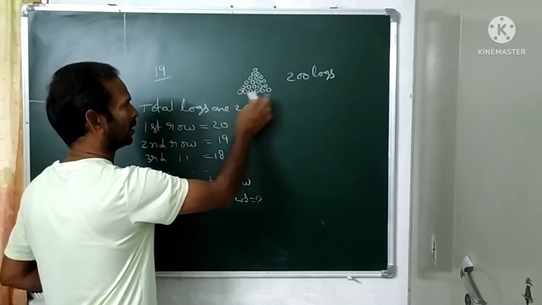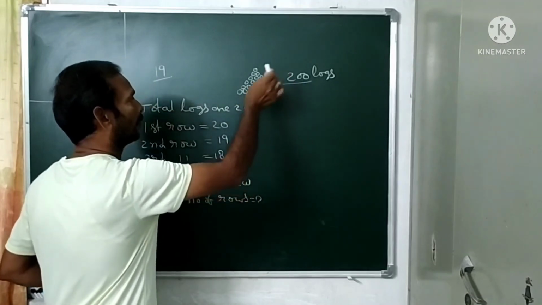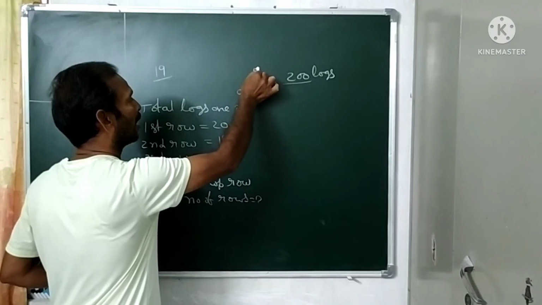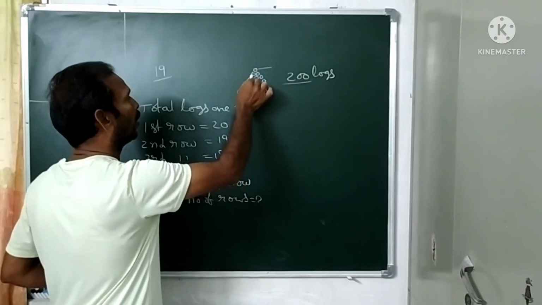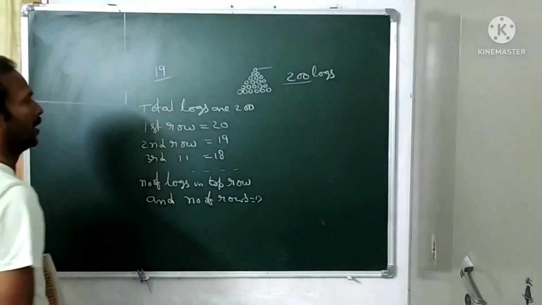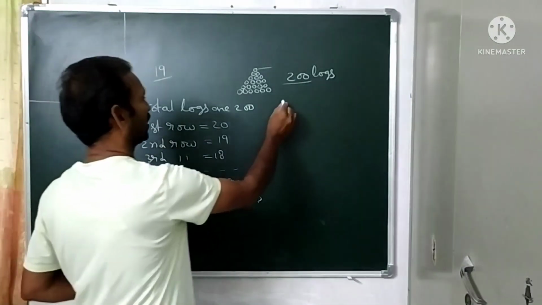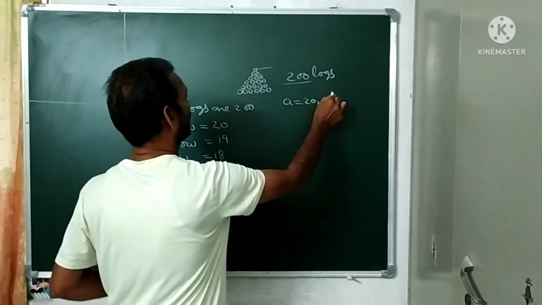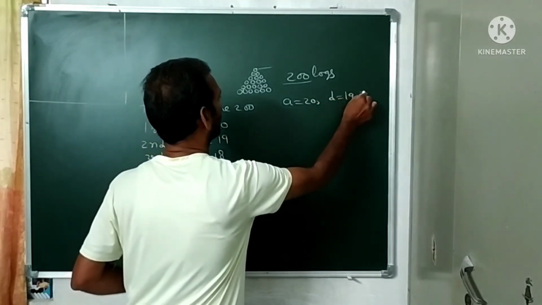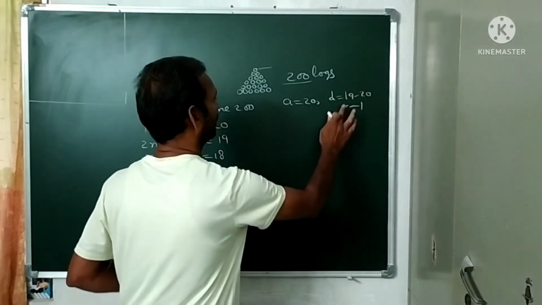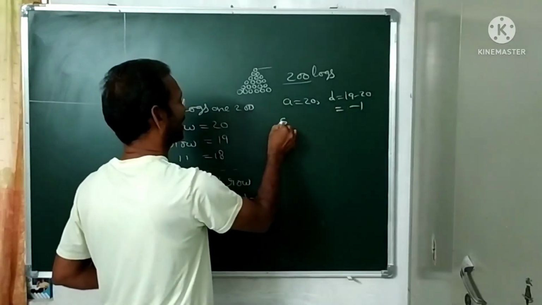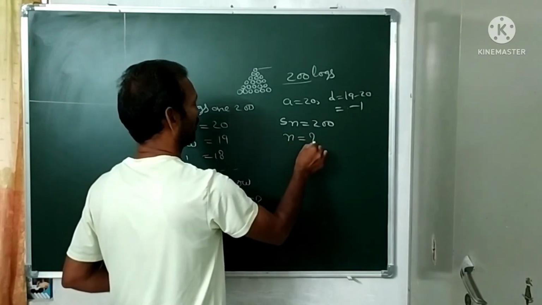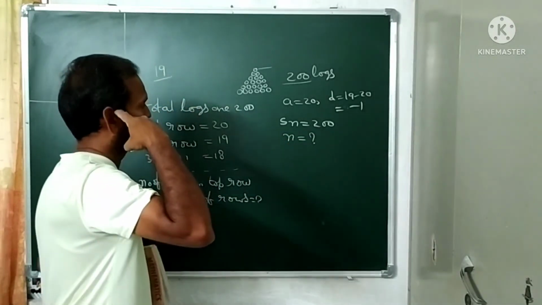But this is not the question. Total logs are 200. If you arrange in such a way, with 200 logs, in the last row, meaning the top row, how many logs are there? Total number of rows, how many? This is the question. So here what to understand? a is equal to 20. d is equal to 19 minus 20, that is minus 1. Sn is equal to 200. They asked n is equal to question mark. That is the first question. First we will calculate that one.